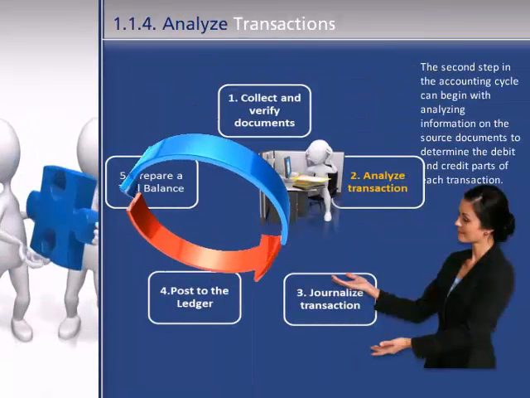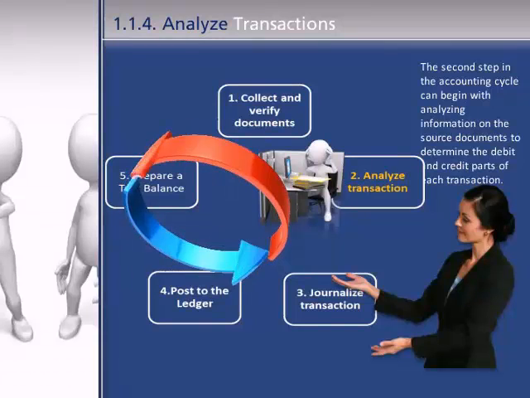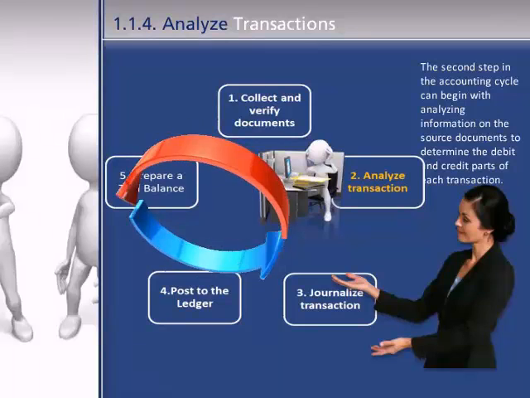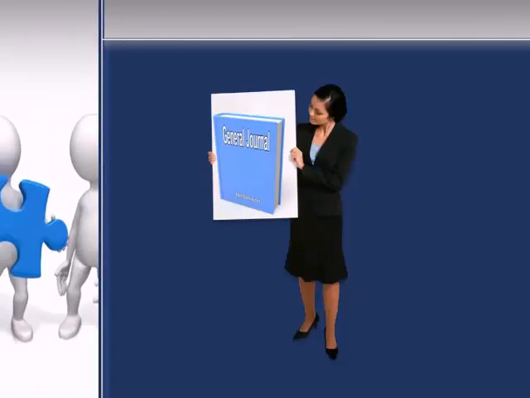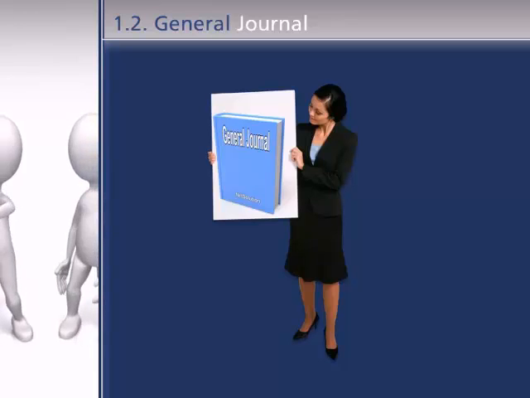Let's continue with the second step in the accounting cycle, analyzing business transactions. After collecting and verifying source documents, the second step in the accounting cycle can begin with analyzing information on the source documents to determine the debit and credit parts of each transaction. You have already learned how to analyze business transactions using the rules of debit and credit. Next, I'd like to take a look at the next point of our session, the general journal.